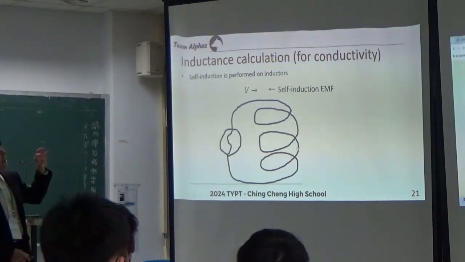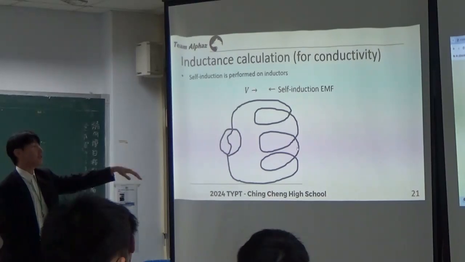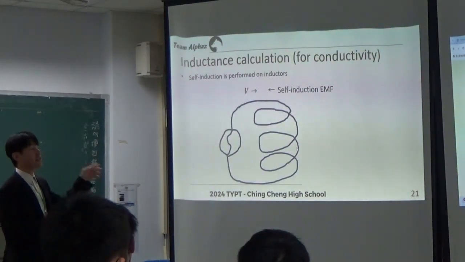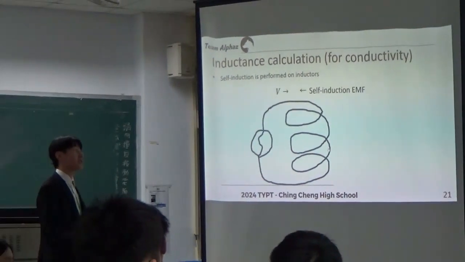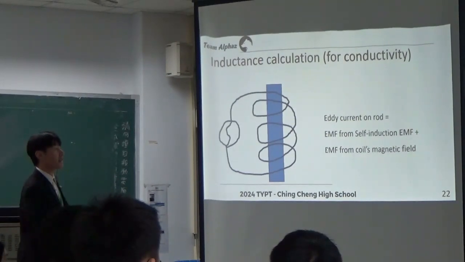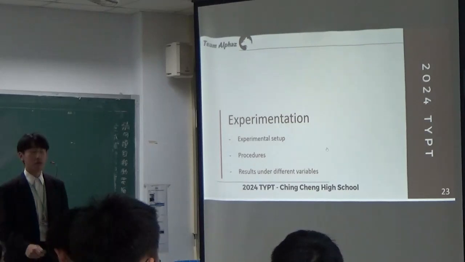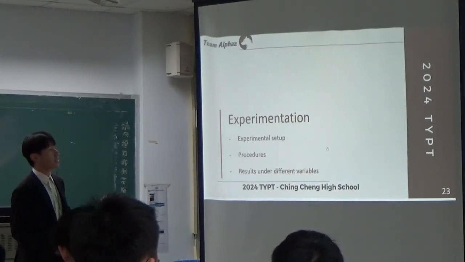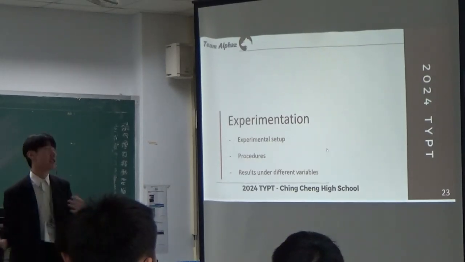And also there will be two electromotive forces in the circuit, because on the inductor there is a self-inductance electromotive force, and also the applied voltage, which leads to an electromotive force on the rod, and a current will occur. Therefore the voltage value is changed, from which we can get the conductivity.